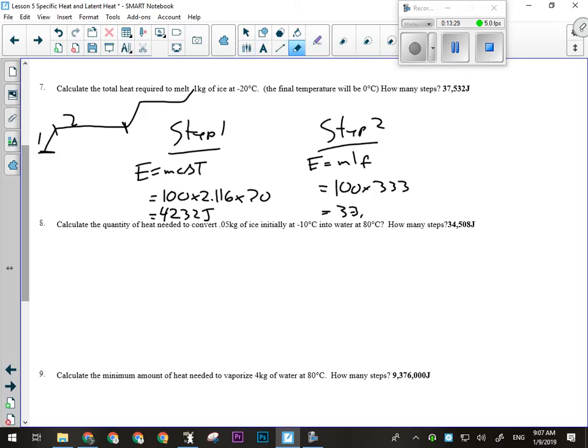33,300, not 33,000. Okay, 300 joules. All right, so we add those two together, and we'll have our total 37,532 joules. It's the specific heat capacity for ice. It's on the table there of specific heat capacities.